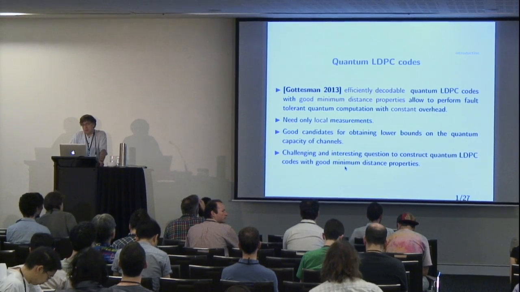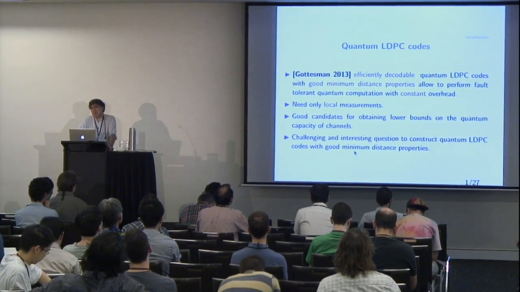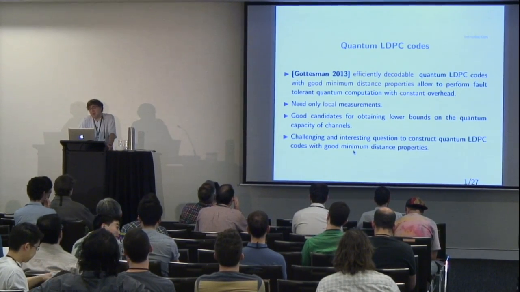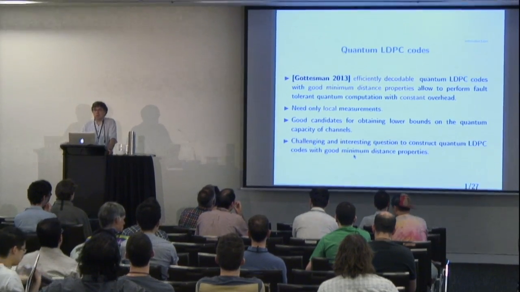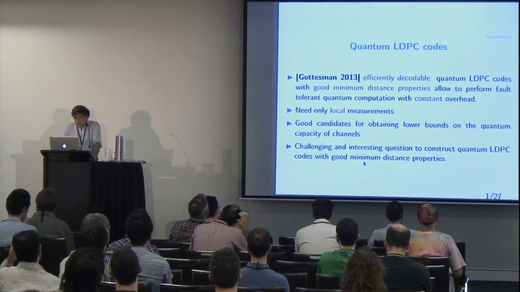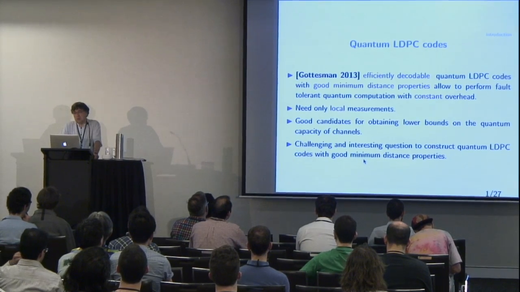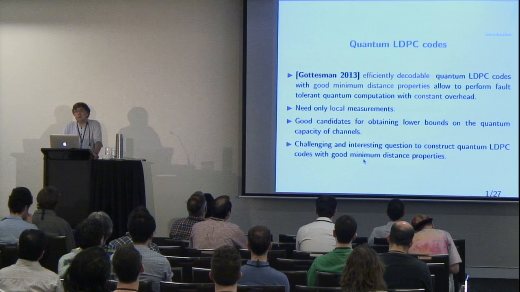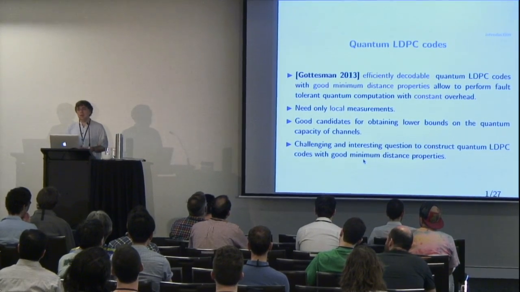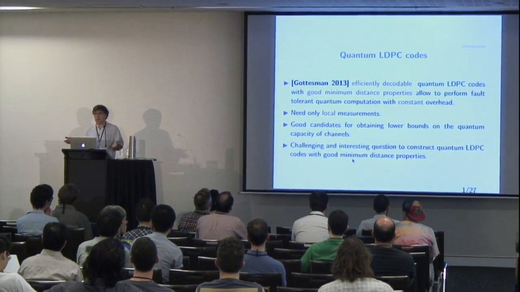Well, there is a rather recent result of Dan Gottesman, which says the following. Assume you have a good enough family of quantum LDPC codes. Good enough meaning that they have good minimum distance properties. I will talk later on about what I mean exactly by this. And assume that they are efficiently decodable. Then, with such a family, basically you could perform fault-tolerant quantum computation with constant overhead. And the constant overhead is just the rate of the quantum LDPC code you are using. Rate meaning here the number of encoded qubits divided by the number of qubits that the code needs.